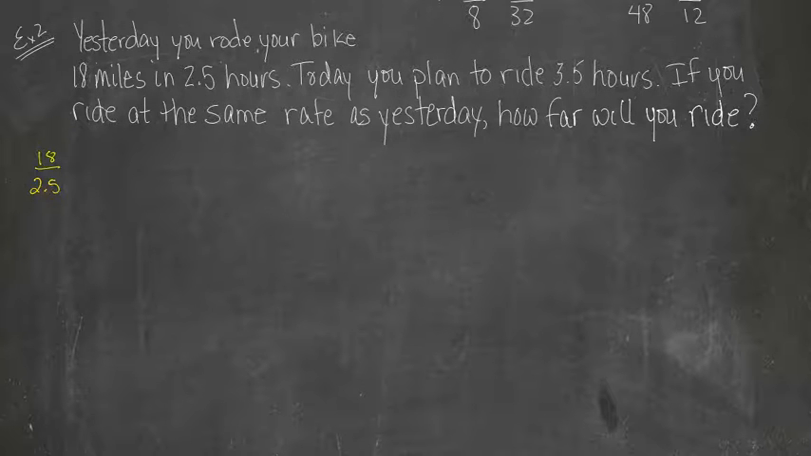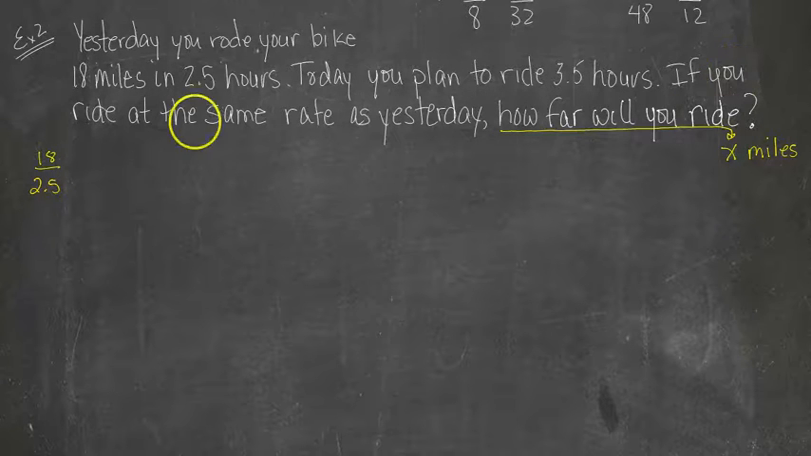So this is a word problem. First thing you have to identify is what is the thing you're looking for. And in this case, the question they're asking, or the thing you don't know, is how far will you ride? So let's give that a variable of x, and let's go ahead and put miles in there. So x miles, we're looking for x. We want to set up a proportion using the information from yesterday, because it says if you ride at the same rate as yesterday, how far will you ride? We want to set up a proportion that lets us solve for x.